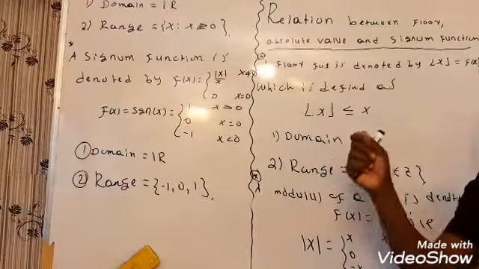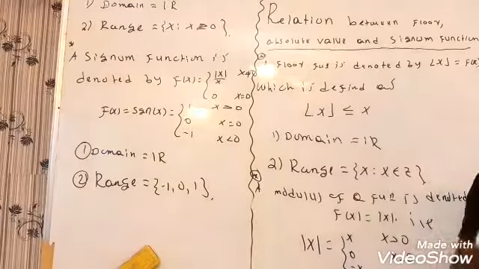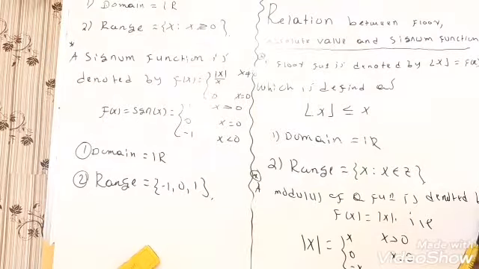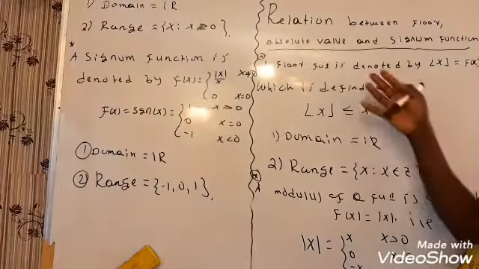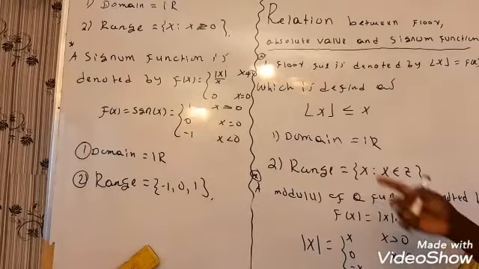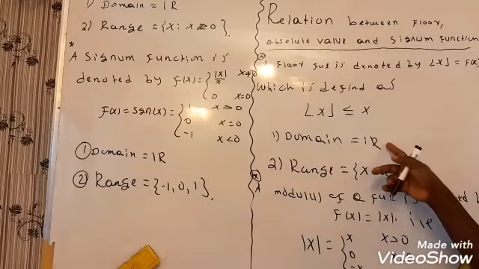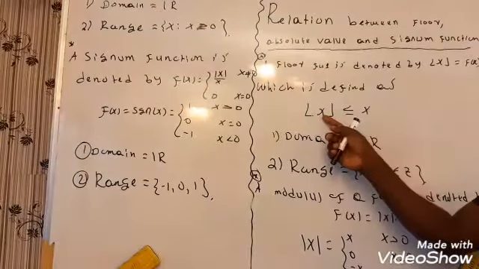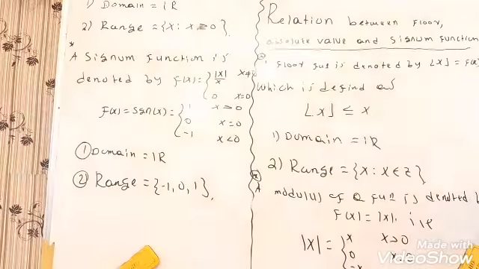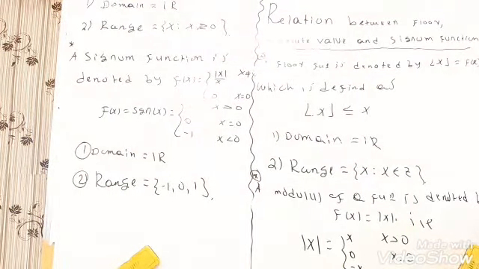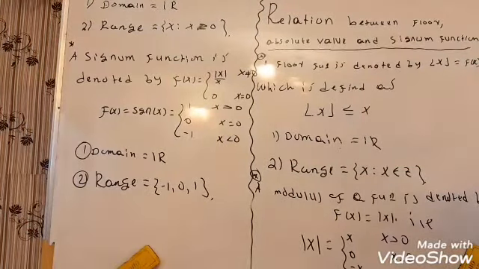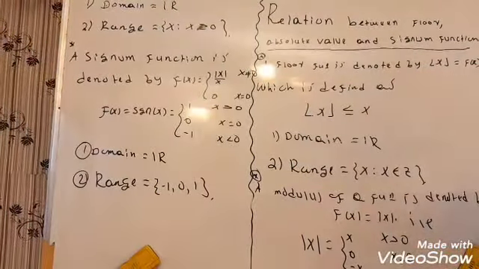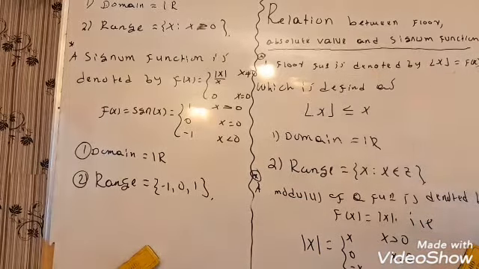The largest integral value to the left of the given number, that is the floor function or the greatest integer, is what we call it. So the domain of this floor function is the real numbers. The range is the output or result we get when we evaluate at any real number x. That means it is only an integral value or integer. So this is our range. This is the meaning of the floor function.